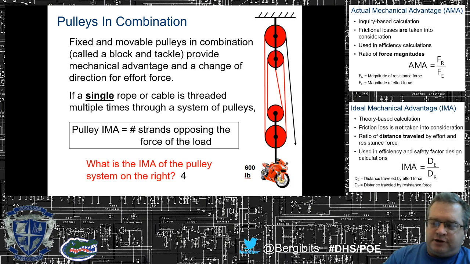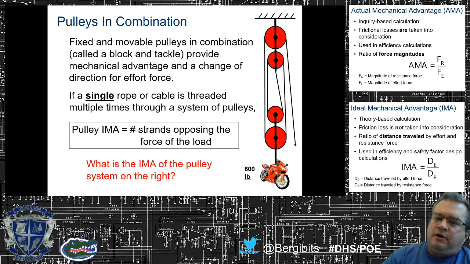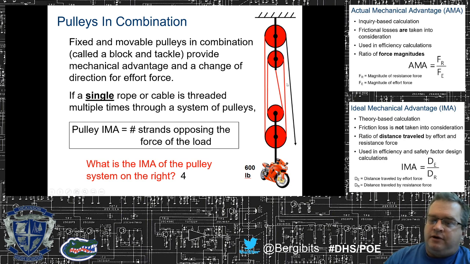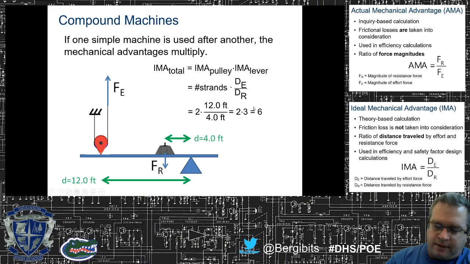All right, so if you can see the illustration as I click back and forth, it shows you which strands are opposing the force, and that is these four right here. This one's not opposing. This is your effort strand. These are the ones that you're going to count for IMA.